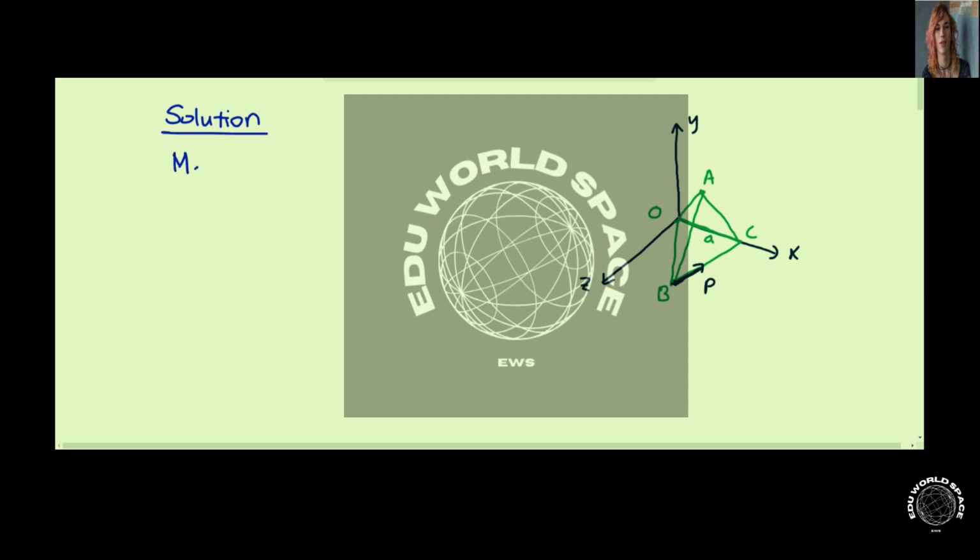Okay, so the moment about OA is equal to lambda OA, which is the unit vector from O to A, dotted with R, C relative to O, cross P. Okay. So there are three things we need to find. We want to find the unit vector along OA first.